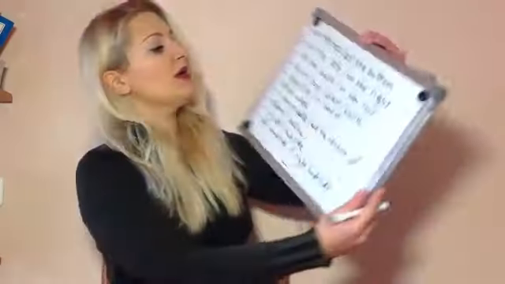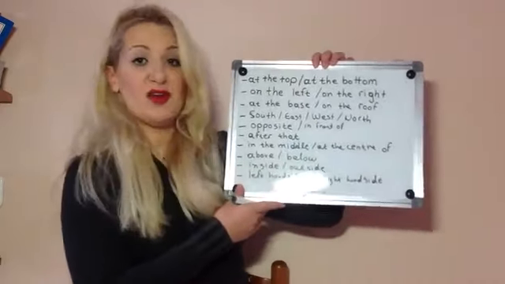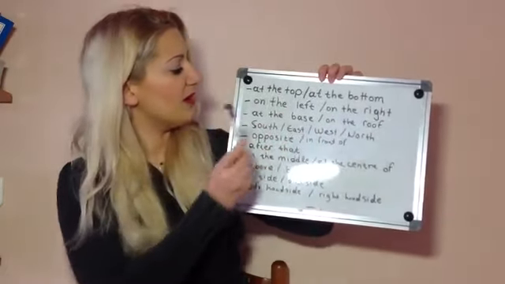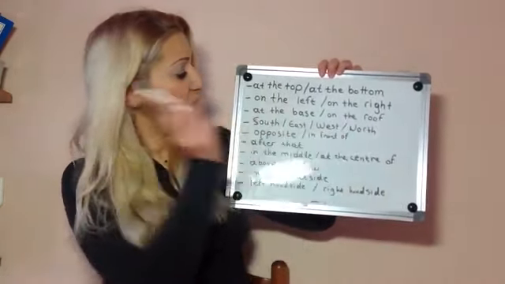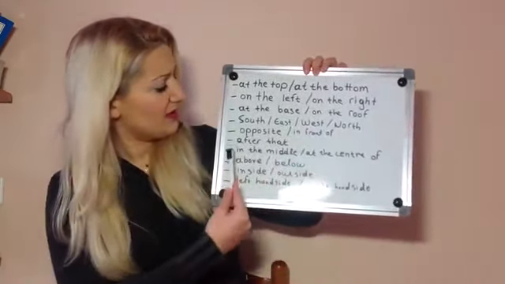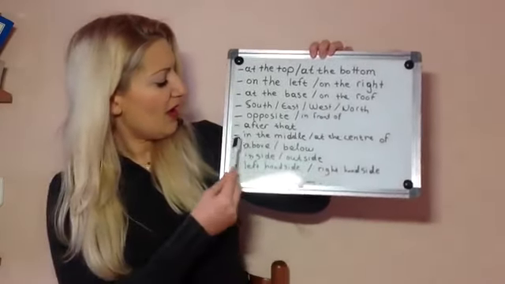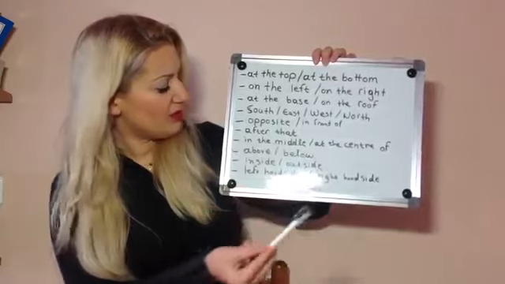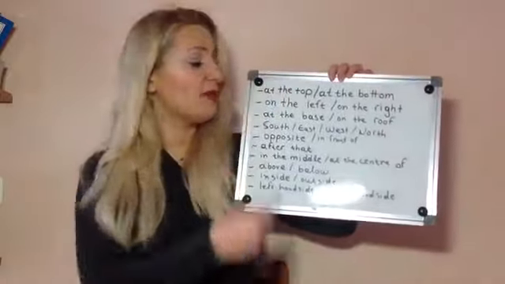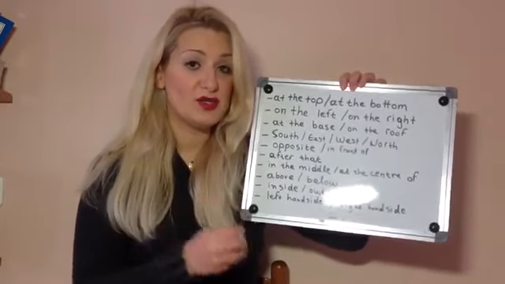First of all, you have to be very familiar with the vocabulary used in order to describe where things are located, etc. For example, here, this vocabulary is very useful: at the top, at the bottom, on the left, on the right, at the base, on the roof, south, east, west, north, opposite or in front of, after that, in the middle, at the center of, above, below, inside or outside, left hand side, right hand side, etc. This vocabulary here is really useful.